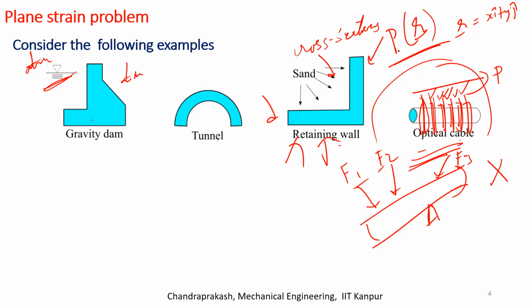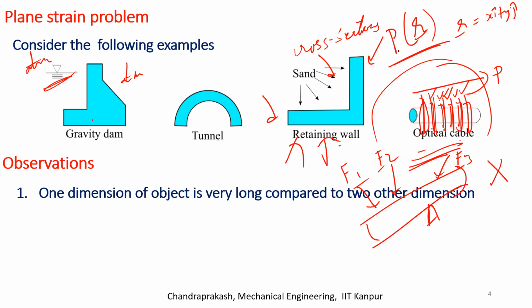Okay, so we are looking at structures, one of whose length is very long compared to the other 2 dimensions, and the loading in a cross section is the same at every length of the structure. Let me repeat, the loading in a cross section is the same at every length of the cross section of the structure. Okay, these are the observations, the same thing which I've been telling again and again.